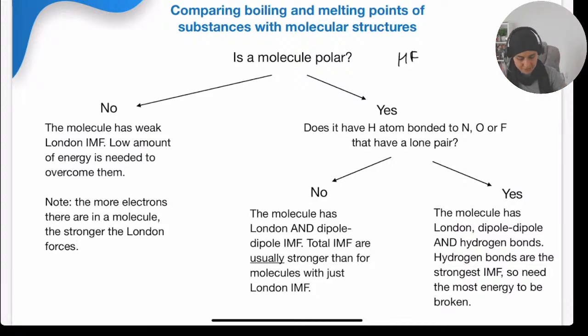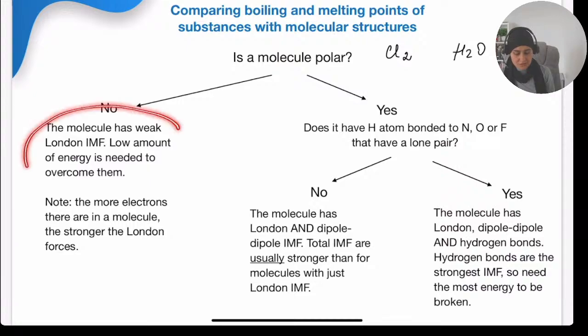Now let's do the comparison. Let's compare the melting point and boiling point of, for example, Cl2 and, well, let's do H2O. So let's compare the melting and boiling point. You first have to identify the intermolecular forces. The first thing that you do is you understand that it's simple molecular. That's why you use this flow chart. Then Cl2, is it polar? No, which means that Cl2 has weak intermolecular forces, London forces between molecules. Now that's your first mark.